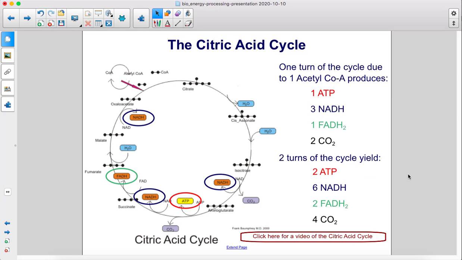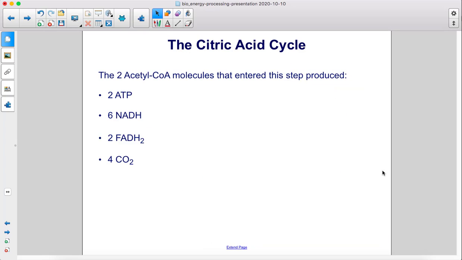1 turn of the cycle due to 1 acetyl-CoA produces 1 ATP, 3 NADH, 1 FADH2, and 2 CO2. 2 turns of the cycle yield 2 ATP, 6 NADH, 2 FADH2, and 4 CO2. Once again, the 2 acetyl-CoA molecules that entered this step produced 2 ATP, 6 NADH, 2 FADH2, and 4 CO2.